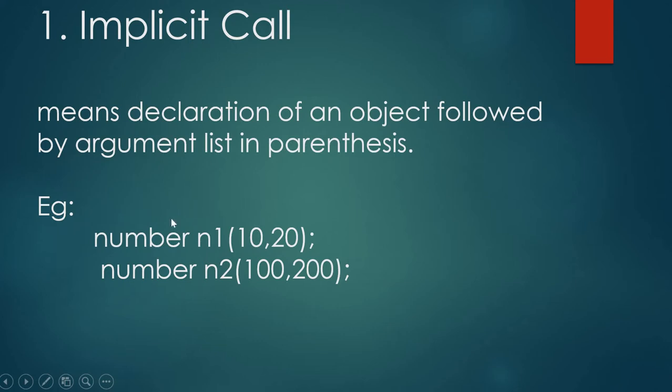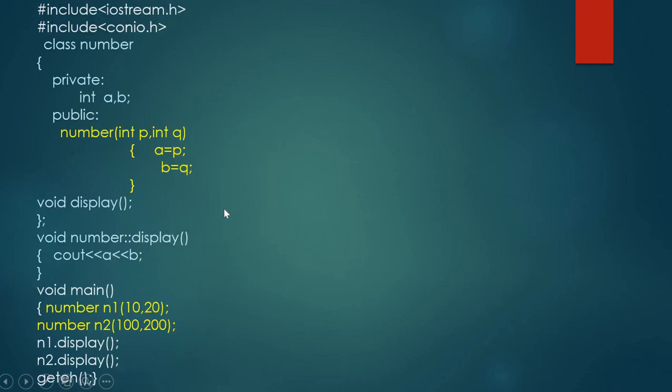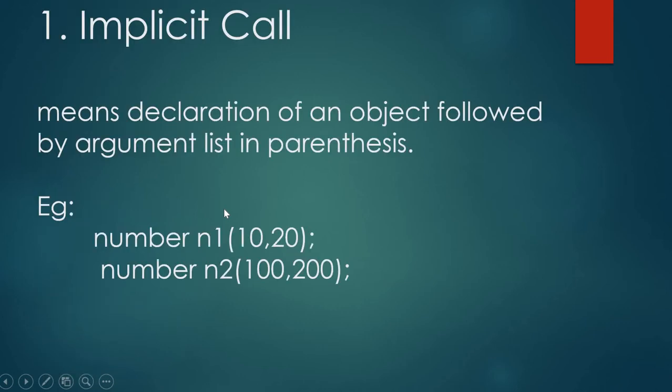That is, first you learn this example. With this example you learn the definition. That will be easy. From this example you can tell the definition of implicit call. Implicit call means declaration of the object followed by argument list in parenthesis.